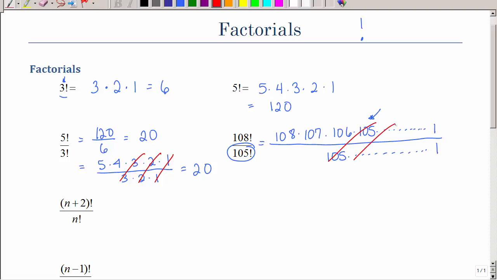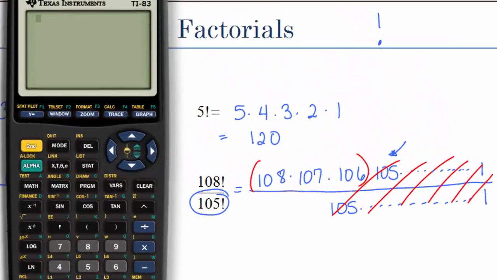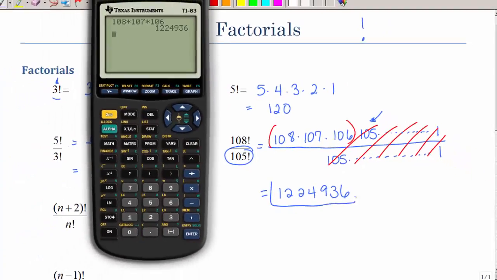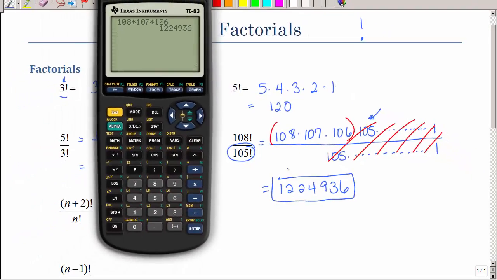So that means all of those are going to reduce out, and I'm left with just multiplying those numbers, which then I would reach for my calculator, and I would multiply 108 times 107 times 106, and look at that. What is that? 1,224,936. So pretty big, pretty fast.